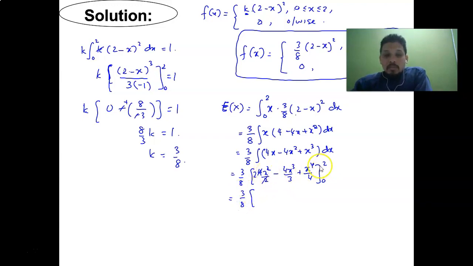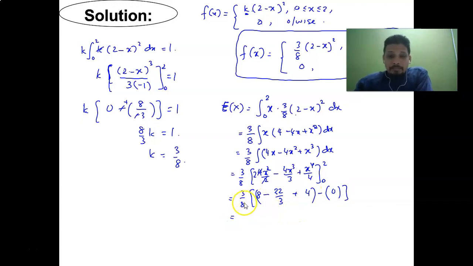Okay, substitute x with 2, so 4 times 2 squared... equal to 8 minus 2 cubed equal to 8. 8 times 4, 32 divided by 3. And x equal to 2, 2 to the power of 4, 2, 4, 8, 16. 16 divided by 4 equal to 4. Minus, so substitute x with 0. Everything is 0 here.